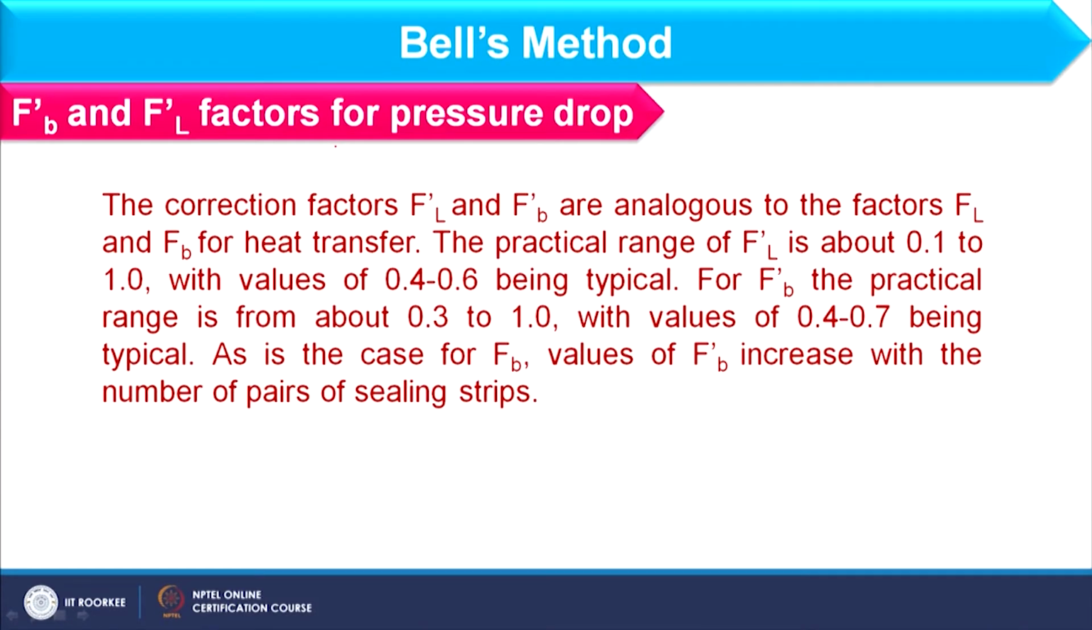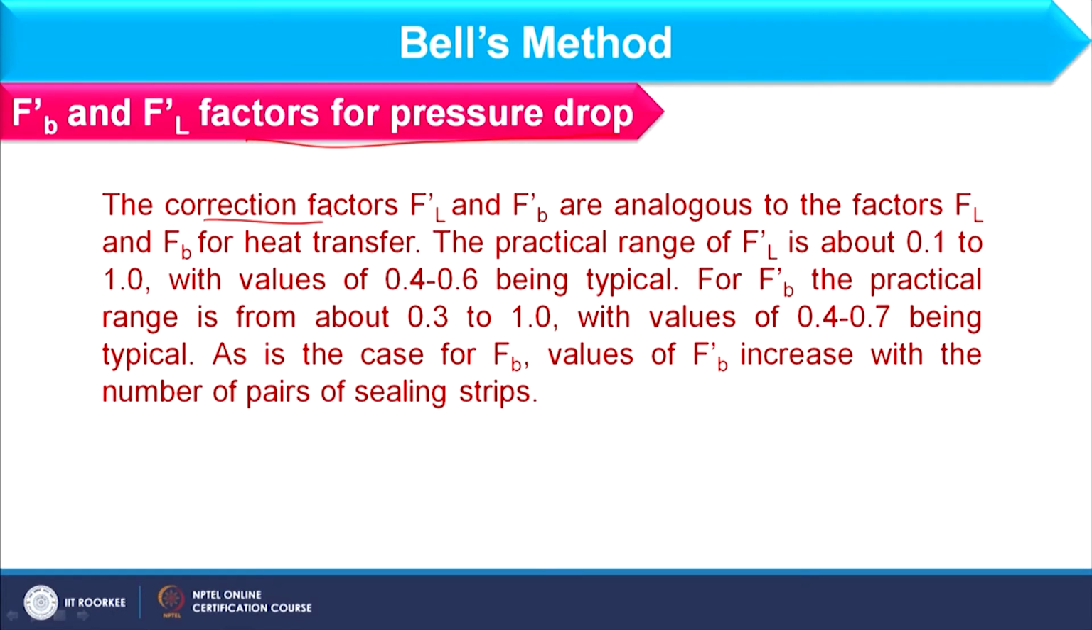The reason is very simple: whatever CS, CT or NS you have considered in heat transfer coefficient, the same will be applicable for pressure drop also, because for pressure drop no geometry should be different than that we have considered in heat transfer calculation, right. In that way we can consider the leakage correction factor for pressure drop. Now, here we have FB dash and FL dash factors for pressure drop, and we are going to understand the range of these factors.